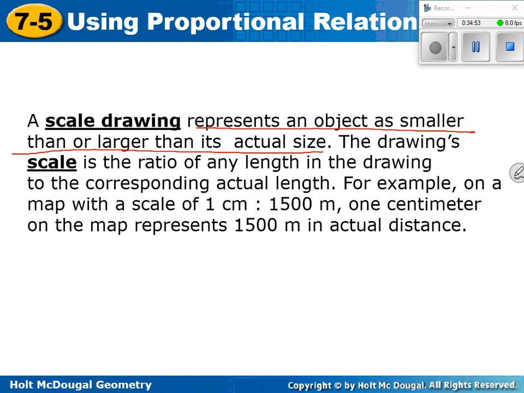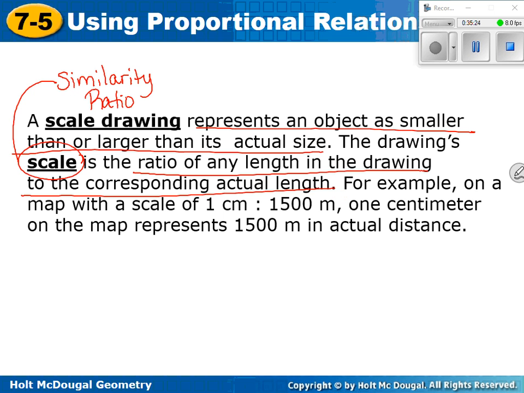This next statement will cost some of you points on the test if you're not paying attention right now. So make sure you're listening to me. We're going to talk about a scale. A scale is different than a similarity ratio. A scale can be measured in different units. A scale is something that is going to give us the ratio of the length of our drawing compared to the actual length of the object. So for example, a scale could be 1 centimeter to 1,500 meters. Notice the units are different.